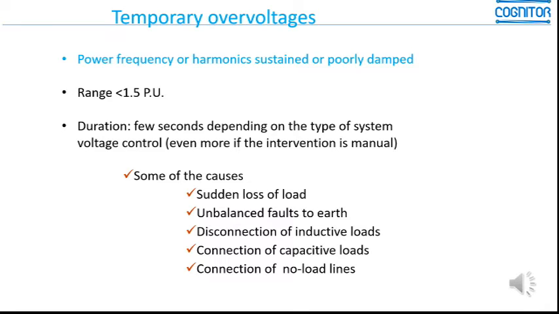The duration, as I mentioned before, is some few seconds in general, depending on the type of system voltage control. For example, if there is some kind of event that produces an acceleration of the generators, an overvoltage will be produced, and if the voltage control system is very fast, you can avoid that this overvoltage arrives to a very big value.